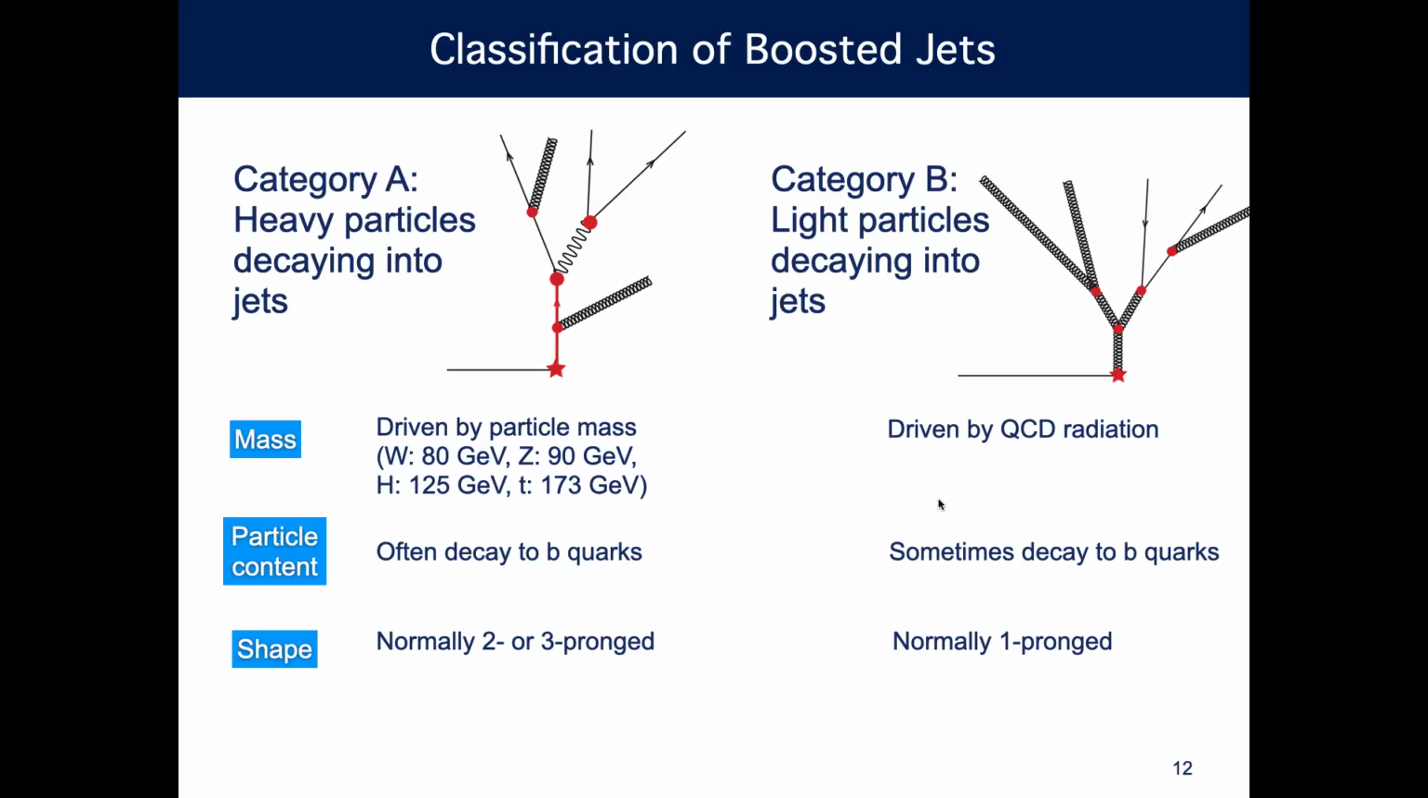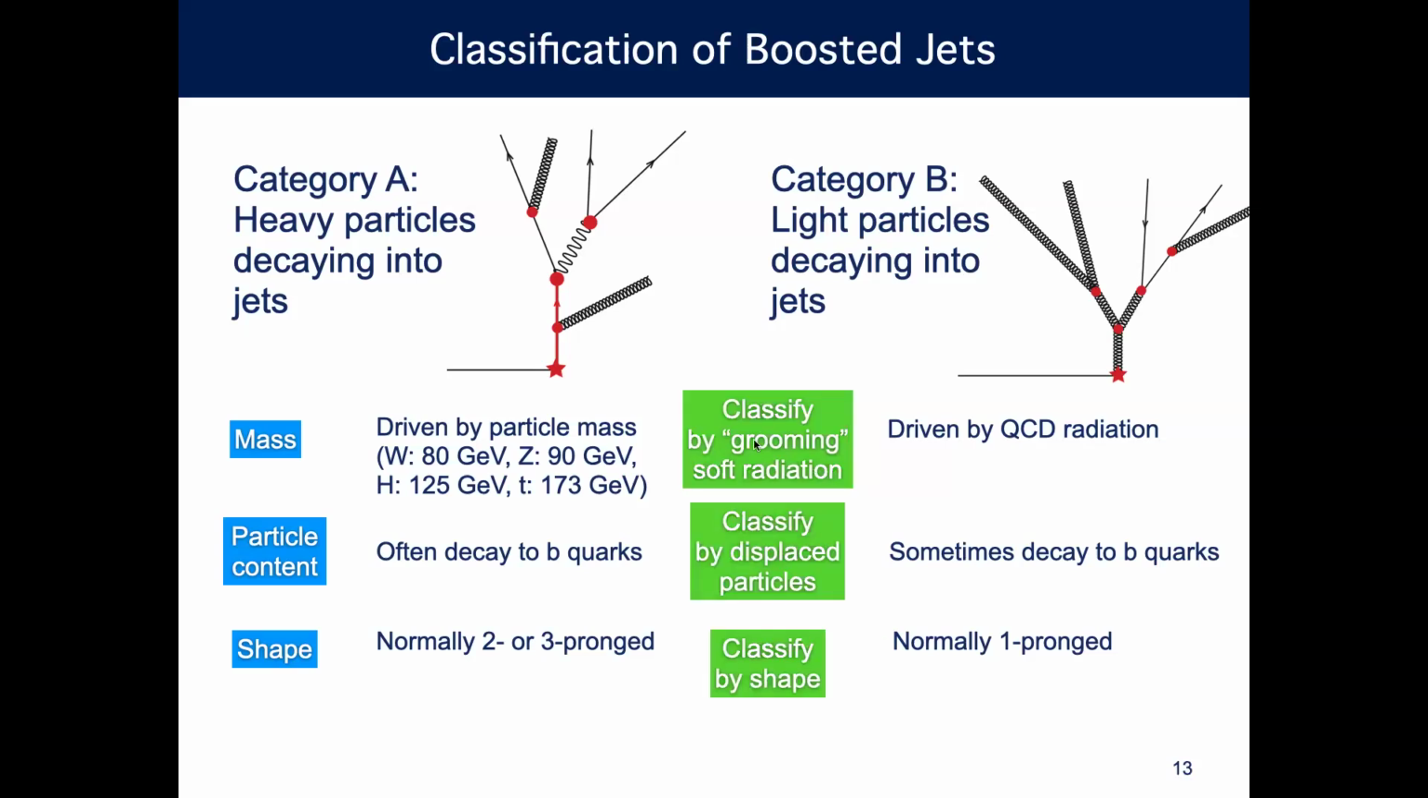On the other hand, QCD is basically driven, all the mass is driven by radiation. There is no intrinsic mass to speak of. Up and down quarks are effectively massless, right? The particle content can have B quarks. Sometimes you get gluons that split into BB bar or CC bar, but most of the time they don't. And it's also normally 1 pronged. And so it looks like a big blob and occasional radiation. So these are handles that we can use to do the classification.